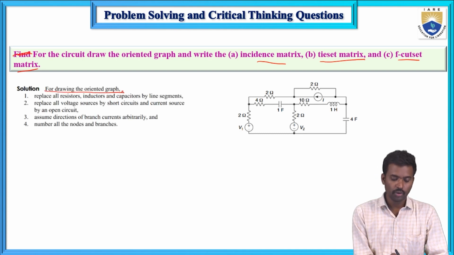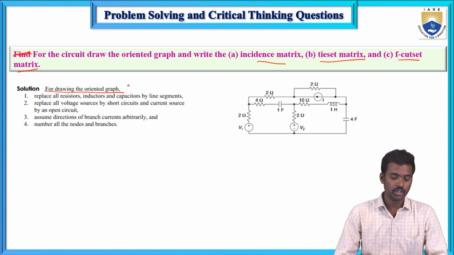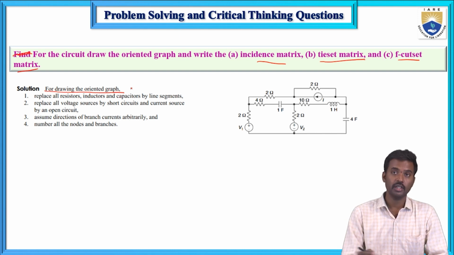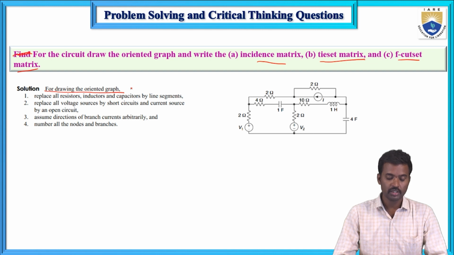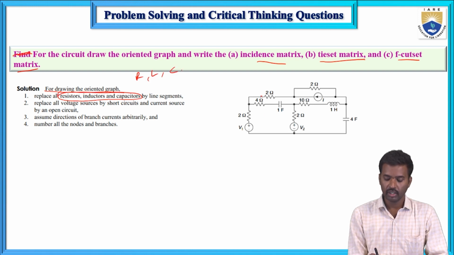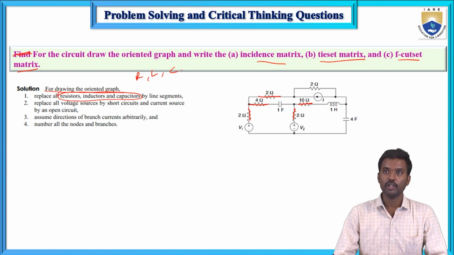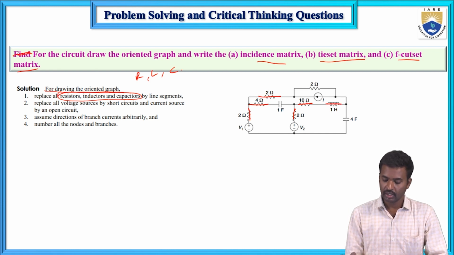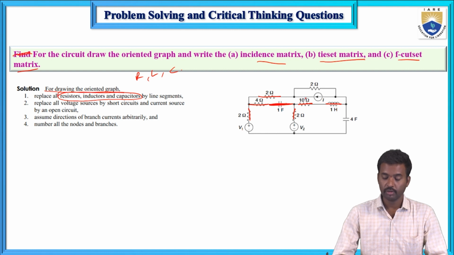So for drawing the oriented graph, what are the steps? Step 1, replace all elements. Resistors, inductors and capacitors are replaced by line segments. Here all passive elements, resistor, inductor and capacitor. So what are the elements here? This resistor, and next this resistor, and inductors are replaced by line segments, not short circuit, and capacitor is also replaced by line segment.